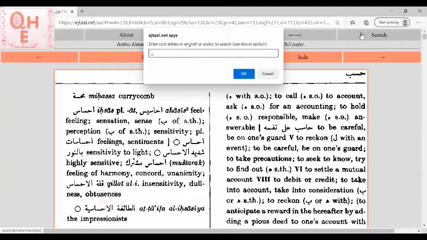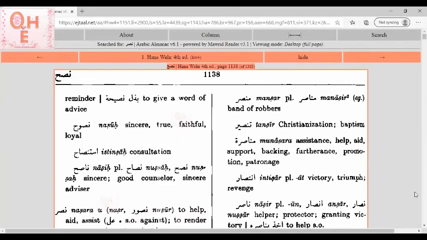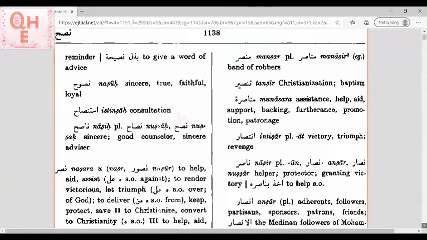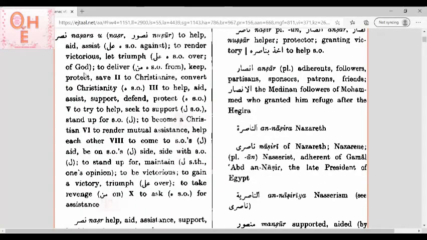Noon, Sod, Ra. Then press OK. And if you go down a little bit, over here you can see Noon, Sod, Ra. Okay. The dictionary is not going to show you the vowels on the letters. Right next to it is going to show you the transliteration of the third person singular male active past.